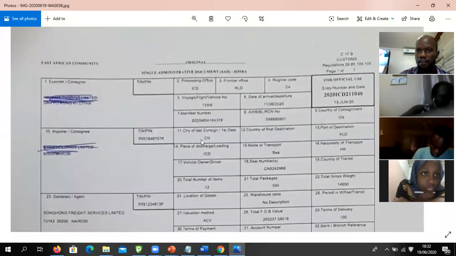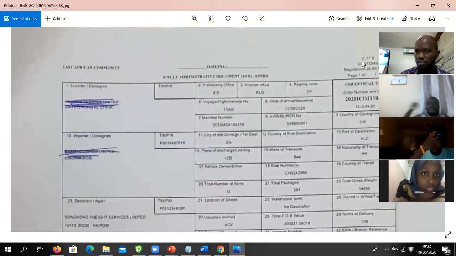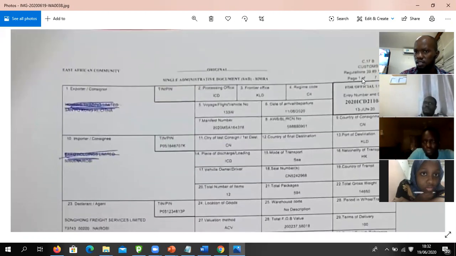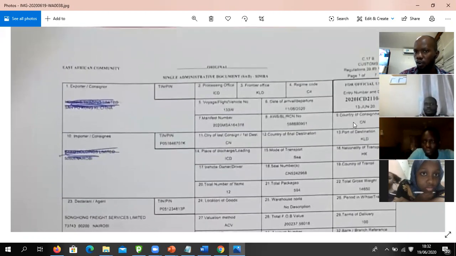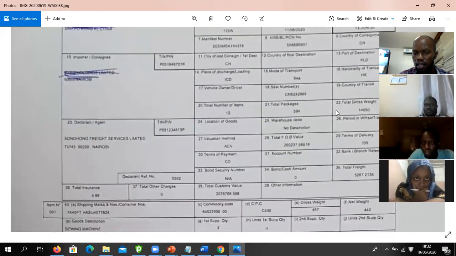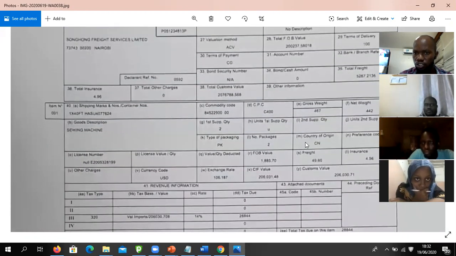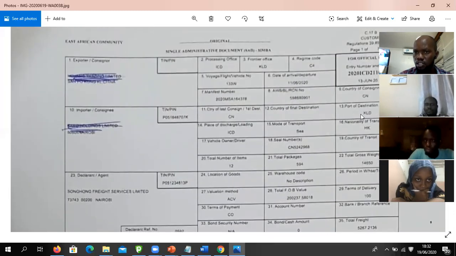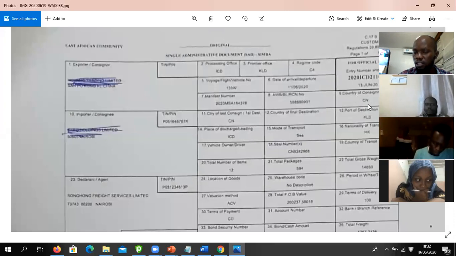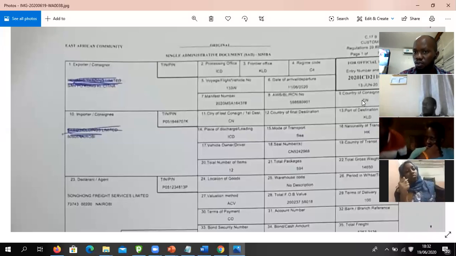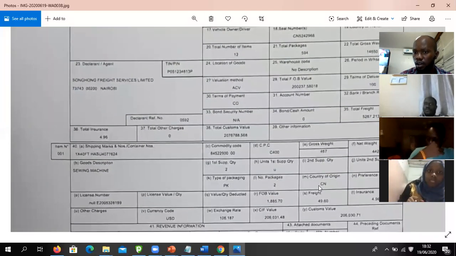Then the entry number, the one I was telling you, just beneath the form C17B acronyms. Beneath we have the entry number. We have country of consignment, and I would want to differentiate that from the country of origin. Country of origin is where these particular goods are coming from. But the country of consignment is where the offices of the individuals dealing in these goods are located. So you'd find at times the country of consignment can be different from the country of origin.